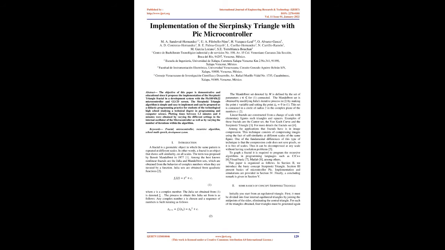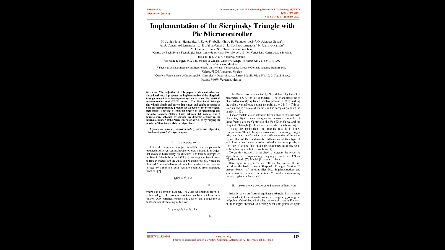Introduction. A fractal is a geometric object in which the same pattern is repeated at different scales. In other words, a fractal is an object that shows self-similarity on all scales. The term was proposed by Benoit Mandelbrot in 1977. Among the best-known nonlinear fractals are the Julia and Mandelbrot sets, which are obtained from the behavior of complex numbers when they are iterated by a function.